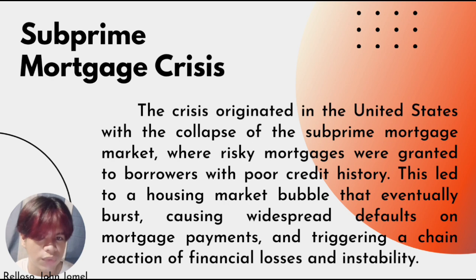Subprime mortgage crisis. The crisis originated in the United States with the collapse of the subprime mortgage market, where risky mortgages were granted to borrowers with poor credit history. This led to a housing market bubble that eventually burst, causing widespread defaults on mortgage payments, and triggering a chain reaction of financial losses and instability.